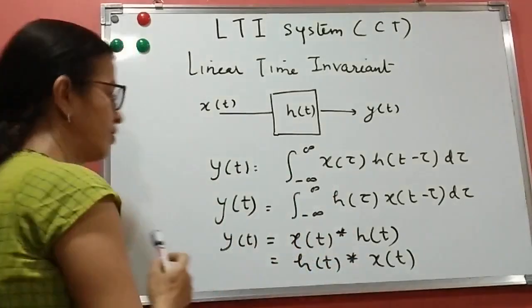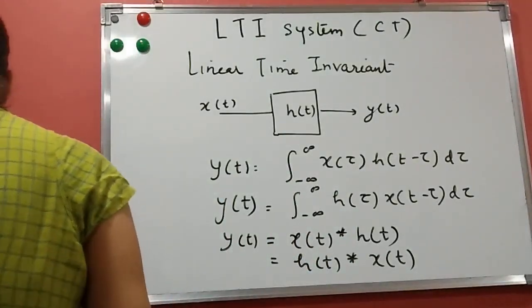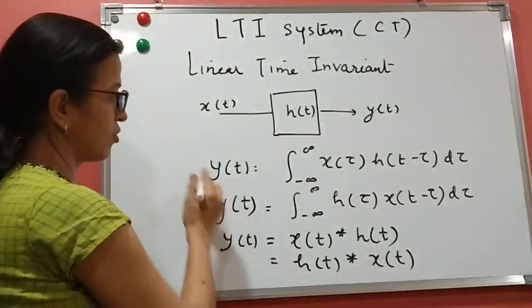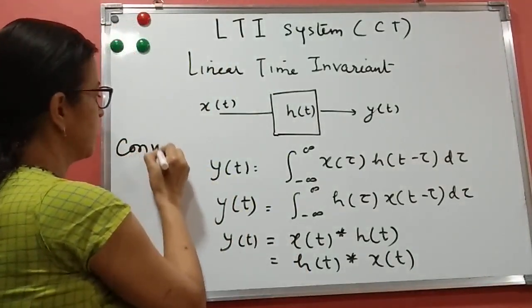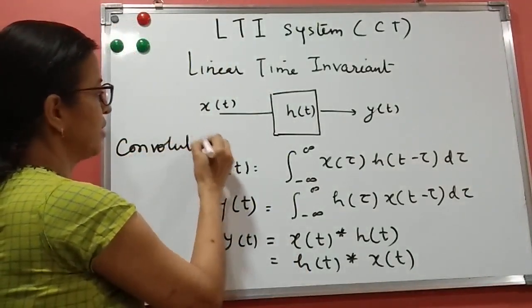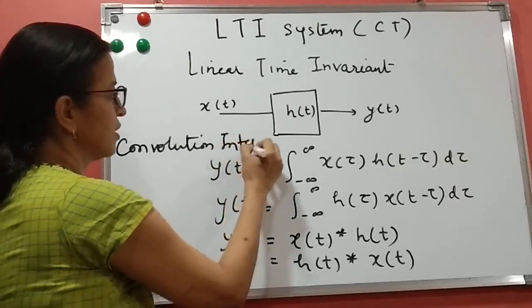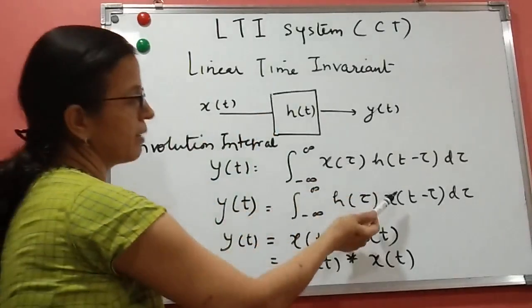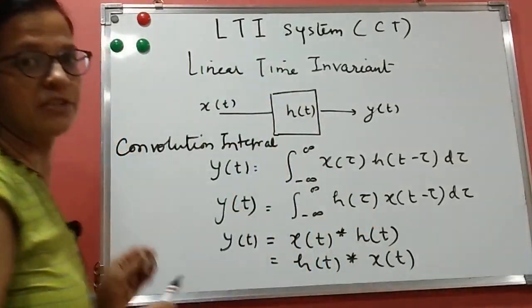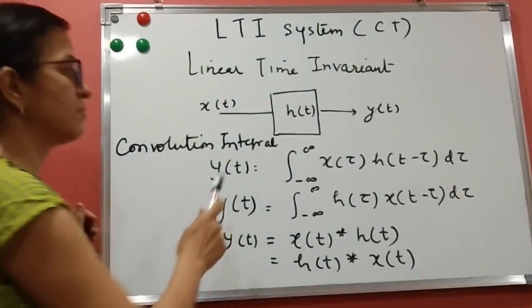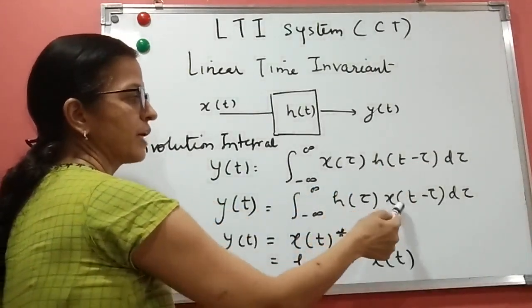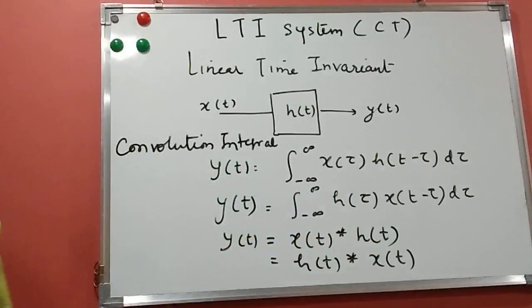This is the formula of convolution, also called the convolution integral. So we'll see some examples on this. The question can be asked: find the convolution integral of two signals. We can apply this formula for the output of an LTI system. The output of an LTI system is given as integral of x of tau h of t minus tau d tau, or h of tau x of t minus tau d tau.